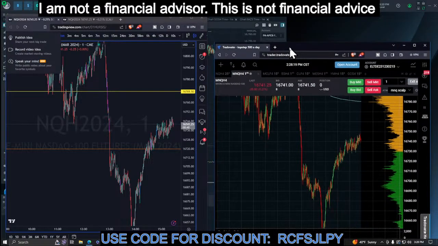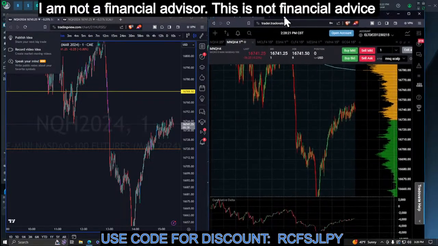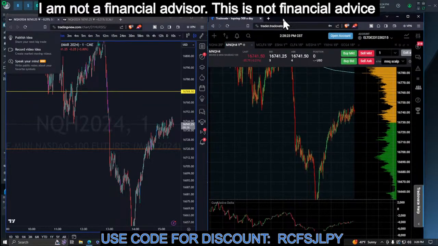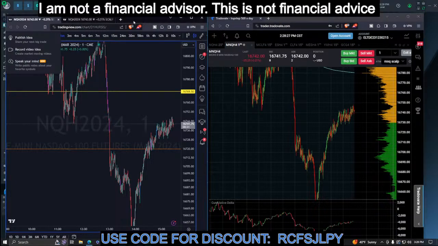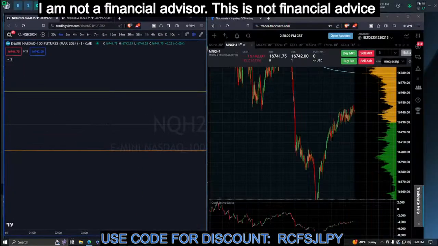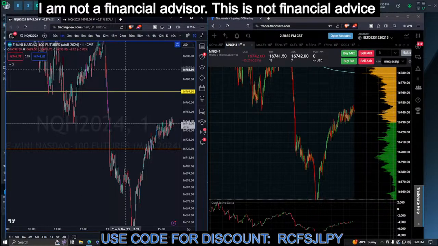Sorry guys, I'm not organized. I just did this on a whim. I have Quantower in the back. I have Trade Ovate on the right with Trade Day. I have obviously TradingView for those of y'all that are not familiar.